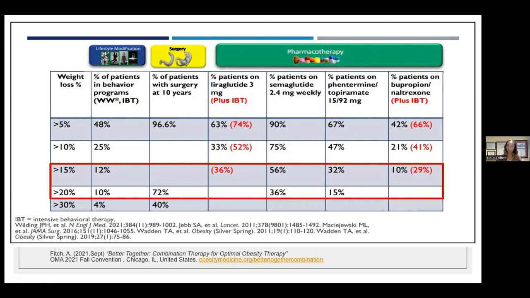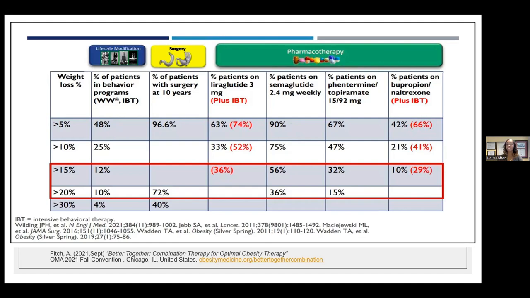When looking at liraglutide 3 milligrams, and again, all these drugs are used in conjunction with lifestyle modification, 74% of patients will lose 5%, and about 36% of patients will lose 15%. Looking at semaglutide 2.4, which is indicated for weight management, about 90% of patients will respond with 5%. However, I want to point out that means that 10% of patients are non-responders to GLP-1 agonists.